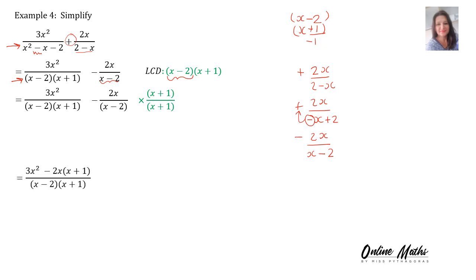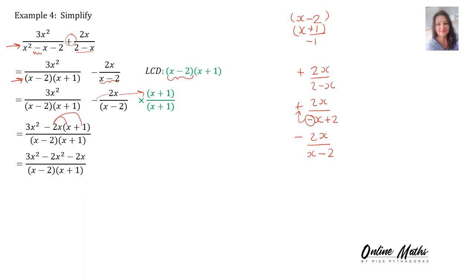So the next term, you've got the LCD there, x minus 2, x plus 1, and then you wrote down the 3x squared, and then there's the minus 2x and the x plus 1. So in the next step, you're going to multiply that one in. Then it becomes 3x squared minus 2x squared minus 2x. And then you're going to say 3x squared minus 2x squared is just x squared minus 2x over the LCD.